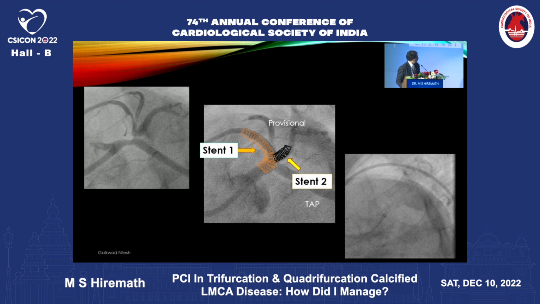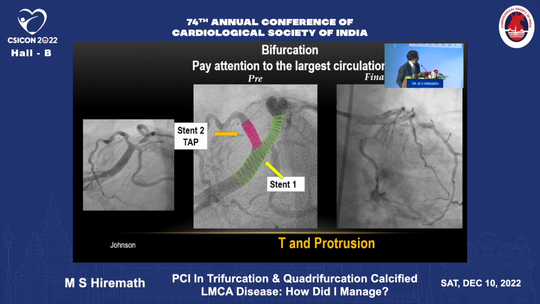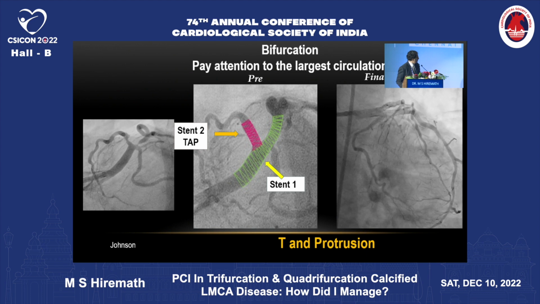And you have to choose your technique. I would feel that in this case, the stent goes from left main to LAD, and then you attach a second stent as T and protrusion. The first branch, the diagonal branch, was kept as provisional, and we did not stent it, and also the circumflex we did not stent.